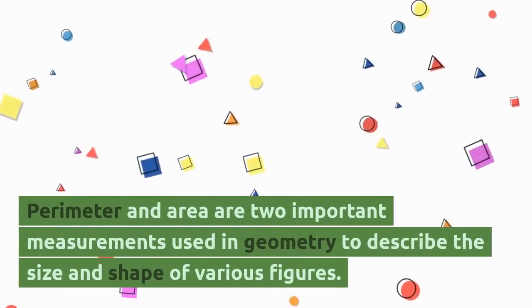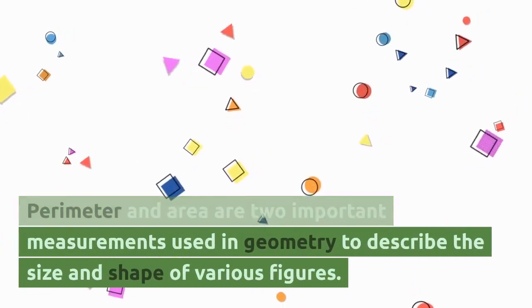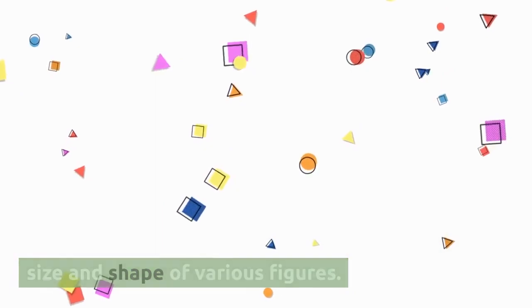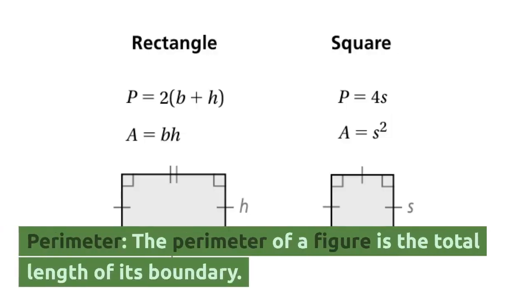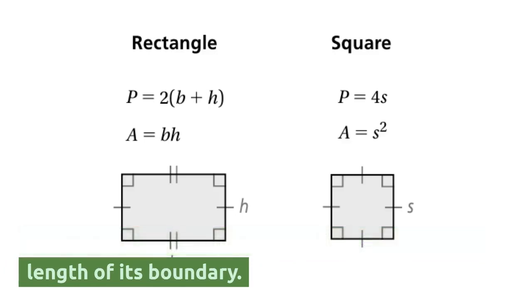Perimeter and area are two important measurements used in geometry to describe the size and shape of various figures. Let's explore each concept separately. Perimeter. The perimeter of a figure is the total length of its boundary.